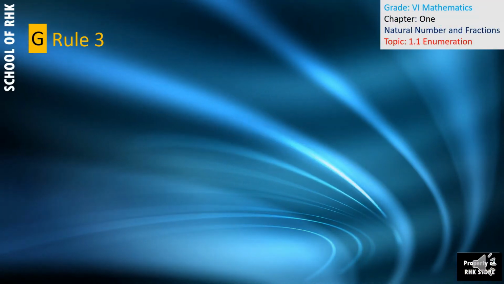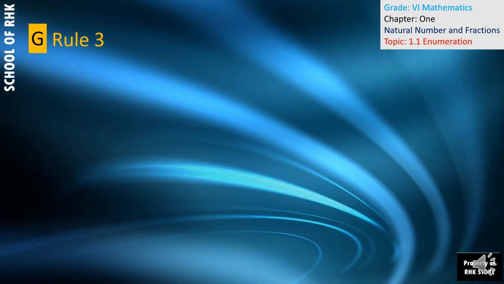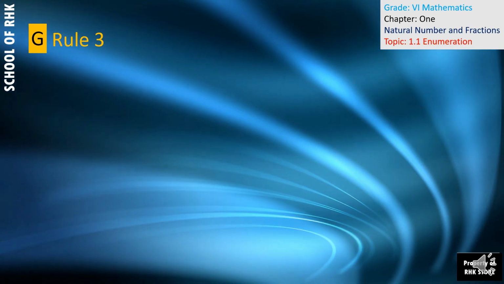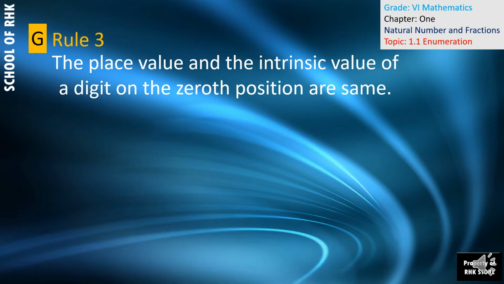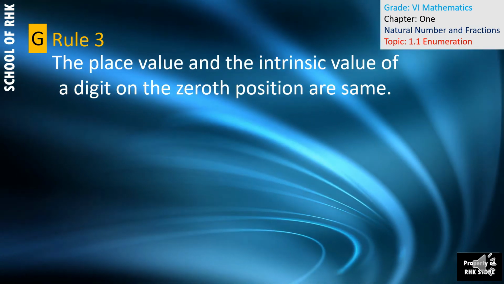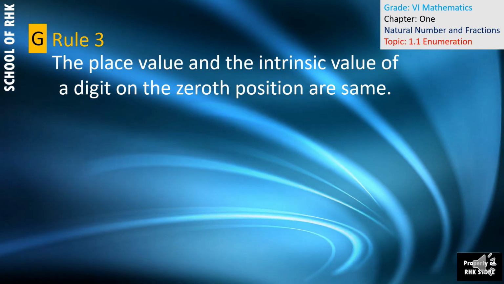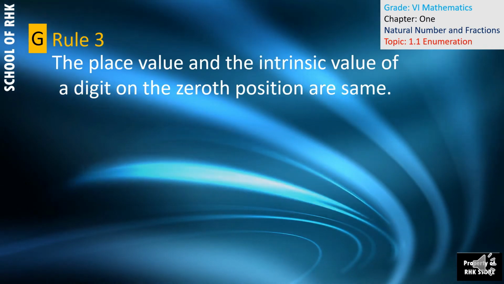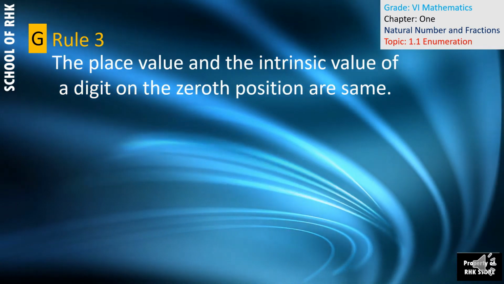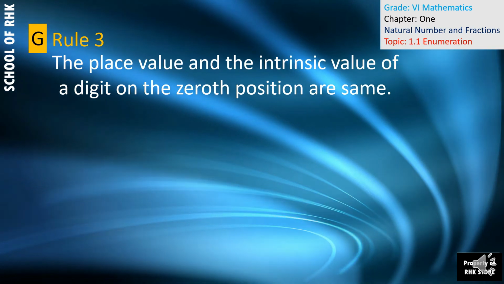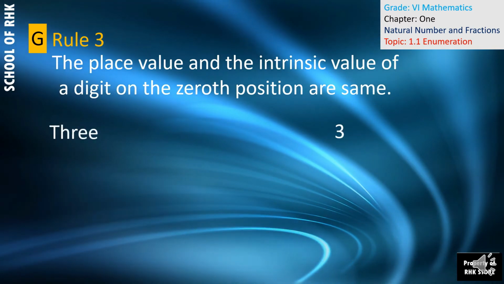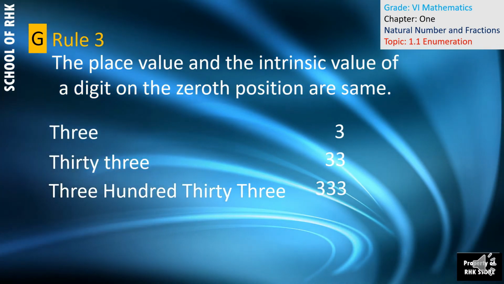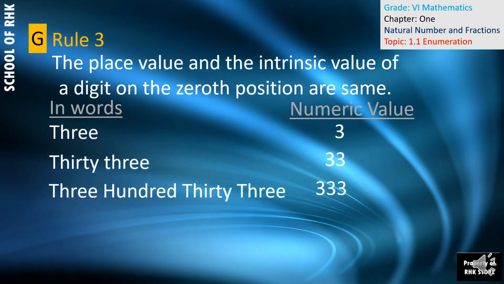The third rule for the 10-based or decimal system, or the system of multiples of 10 number system, is that the place value and the intrinsic value of a digit on the 0th or extreme right of the number are the same. The matter will be clear through example. Let's assume we have three numbers. The three numbers are 3, 33 and 333. We'll write the numbers first in words and then in digits.